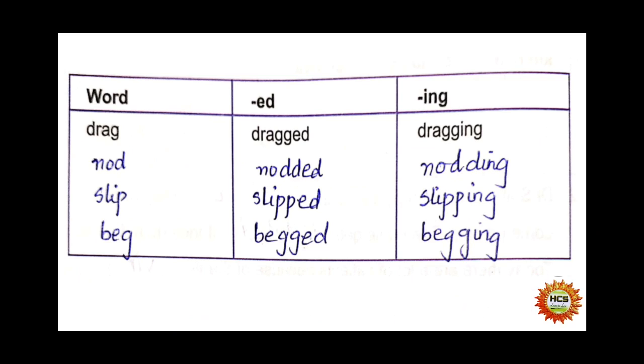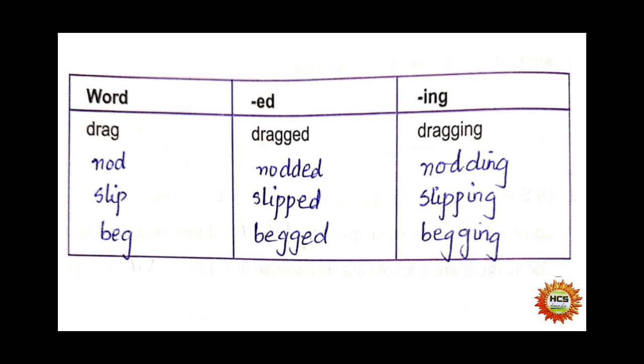Now in this box, we have to write down the words which were given in the box. I have solved this for you. The words are drag, nod, slip, bag. Now we have to add ed. So the last letter will be doubled and then ed will be added. Drag, dragged. And in the same way, we will add ing. Drag, dragged, dragging. Next, nod. Nod, nodded, nodding.